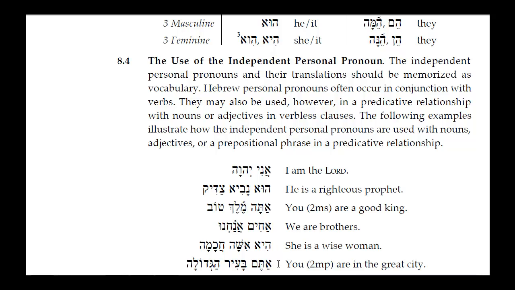The next one we have is atem ba'ir hagedolah. Atem is second masculine plural, and that means you or you all. And then we put the verb are, and then ba'ir is in the city, and then hagedolah is the great city. So you are in the great city. Hagedolah is an attributive use of the adjective. It agrees with ba'ir in gender, number, and definiteness. In this case here, it's definite.